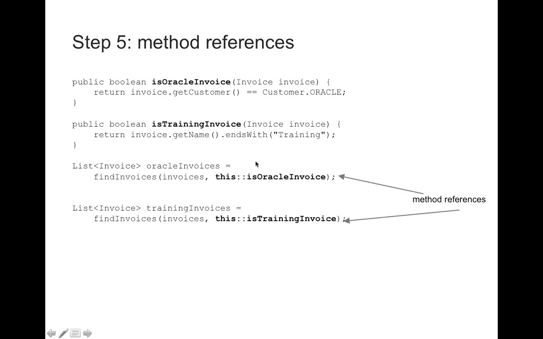So now in the code that follows is really the method reference feature. So we can pass the Oracle invoice method as an argument to the find invoice method. And this is done through a special syntax. So we say this::isOracleInvoice. And this syntax means we are not making a method invocation. You'd use a normal dot for that, but instead we'd like to pass that method as an argument. And we're doing the same thing with isTrainingInvoice. And this code will work just like before. So we'll find invoices that are related to training.